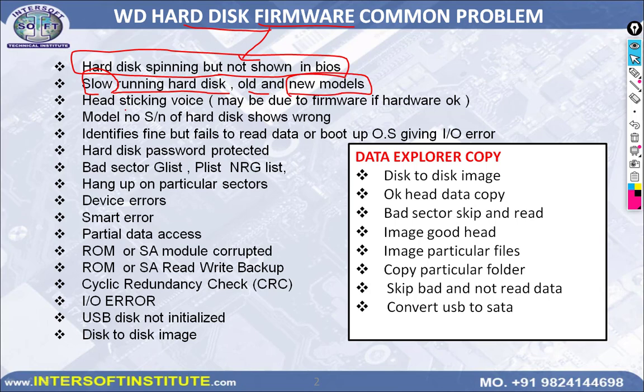Head clicking voice, ticking voice may sometimes be due to firmware and also hardware. So first we will check the firmware. If the firmware is okay, then we will go to the hardware to repair. Sometimes the hard disk is detected in the BIOS but shows the wrong model number or wrong size. This also we can repair with the help of firmware tools. Hard disk detected okay but giving IO error, OS error or some other error may be a firmware issue, and it can be repaired. If a hard disk has a password, then it will not allow data access, so we have to remove the password with the firmware tools.